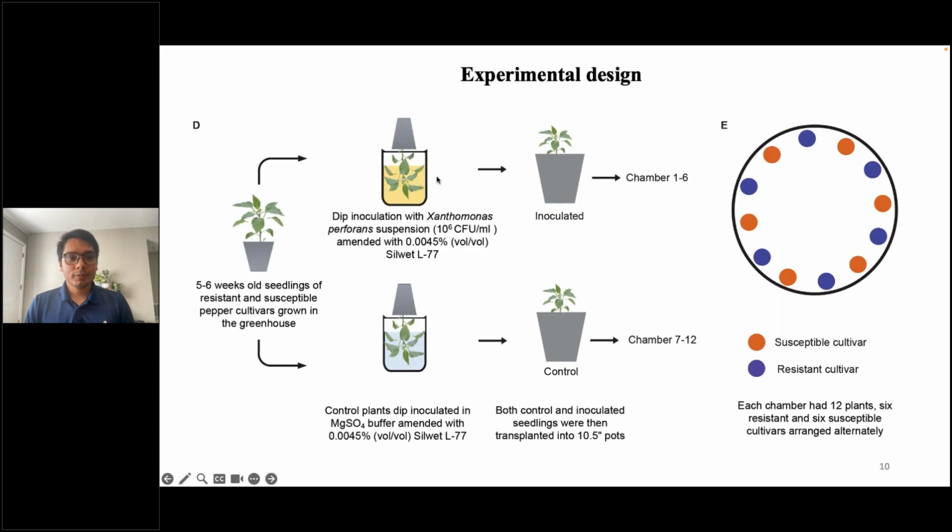Once we performed the inoculation, we transferred the inoculated plants into sterile 10-inch pots, and these pots were transferred into the chambers. Inside the chambers, we had 6 plants of each cultivar arranged one after another. The control chambers had the control plants, whereas the inoculated chambers only had the inoculated plants.